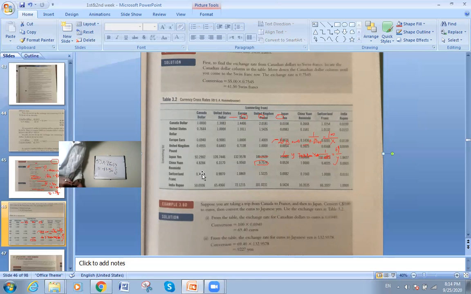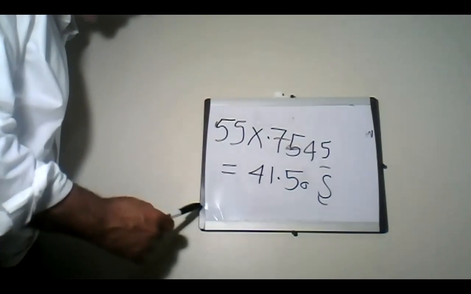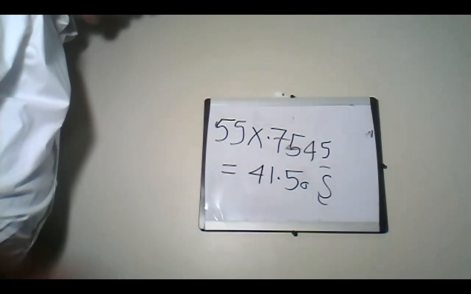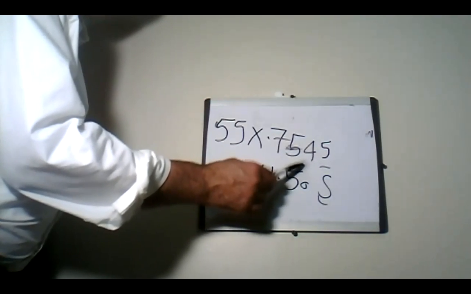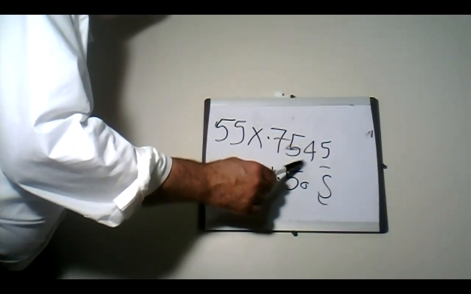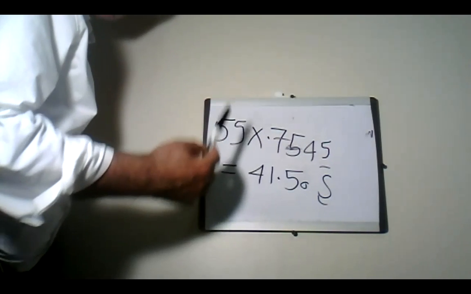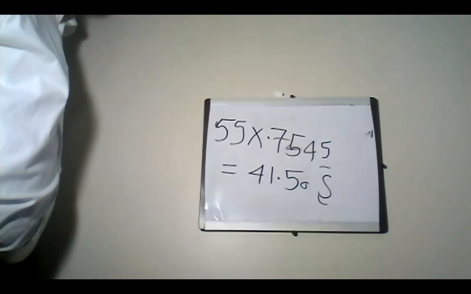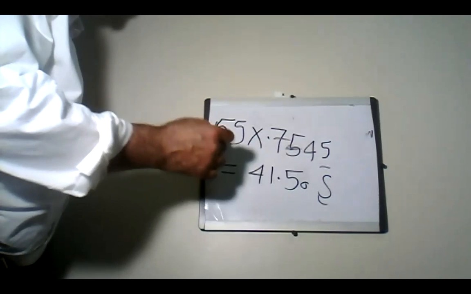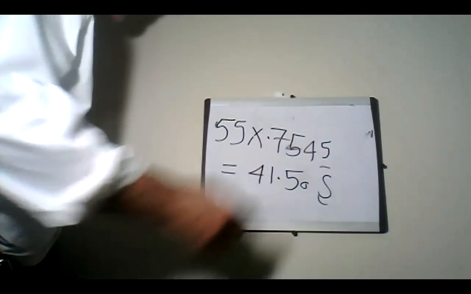So I will stop sharing. Here on the screen, I move down the Canadian dollars column till I meet the Swiss franc. The coefficient of converting is 0.754, which means 1 Canadian dollar equals 0.754 Swiss franc. So 55 multiplied by 0.754 will give me $41.50.